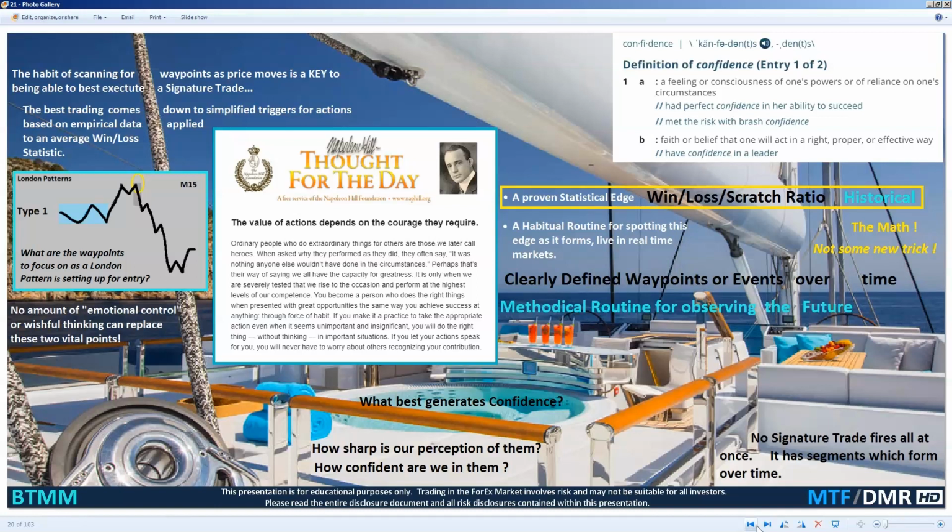Assuming a London pattern is your particular choice of a signature trade, you should be able to rattle off in your mind one, two, three, four things that immediately come to mind. It does this, it does this, it does this, and then it does this. So you have a methodical routine that's super focused. It's not wishy-washy. It's not just staring at a screen, right? It's very narrow, okay? Yep, that's one, Johnny.